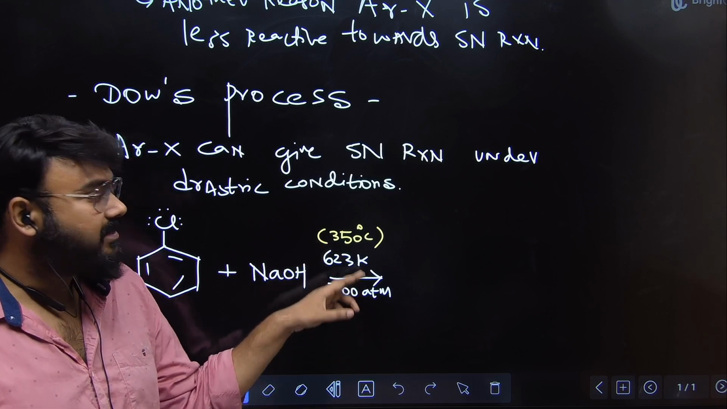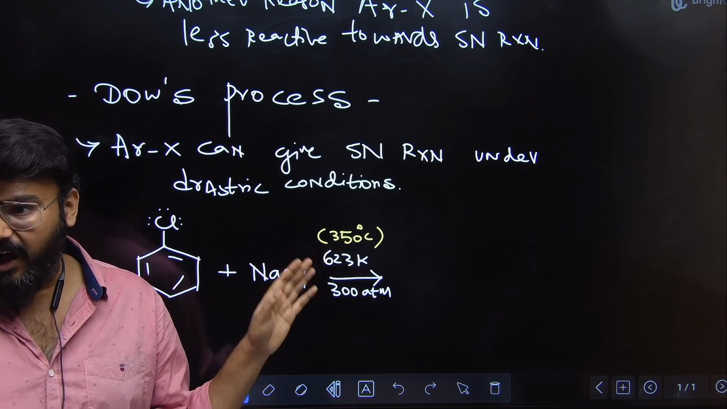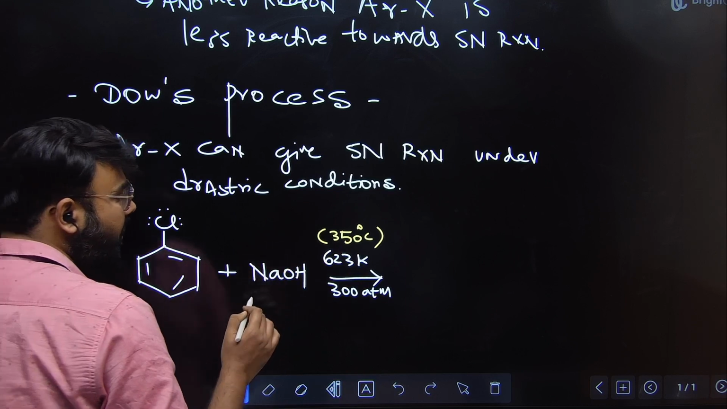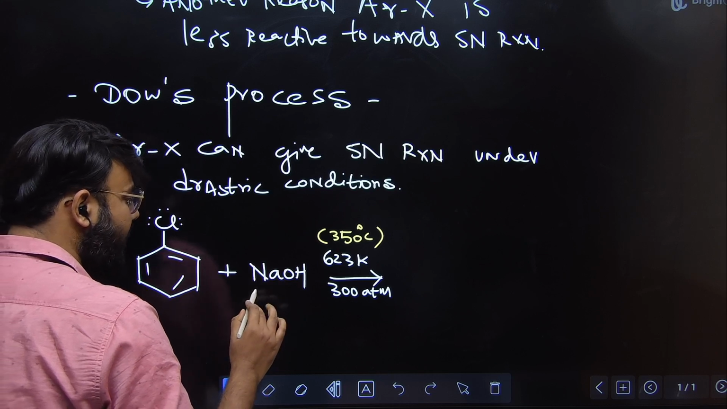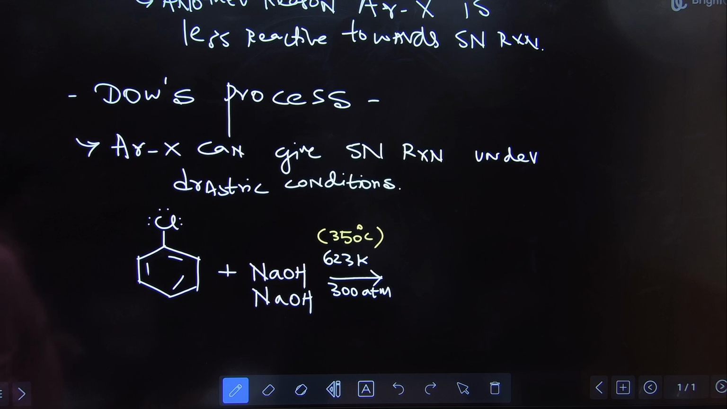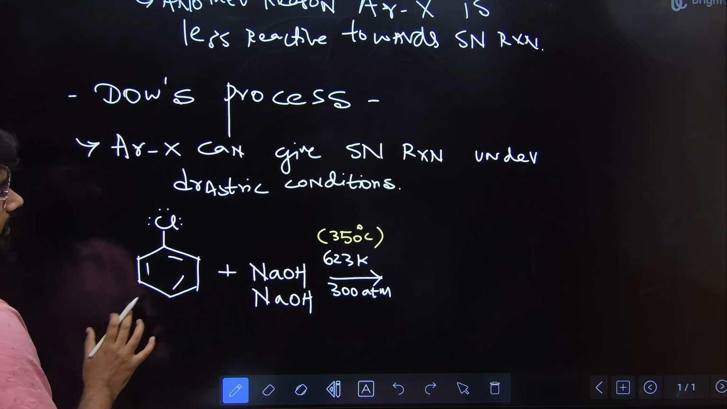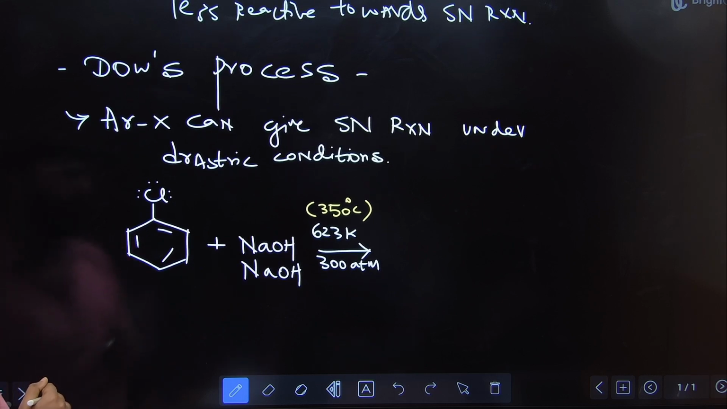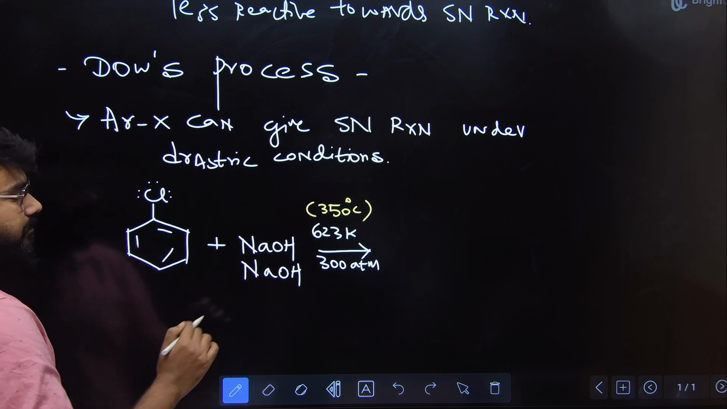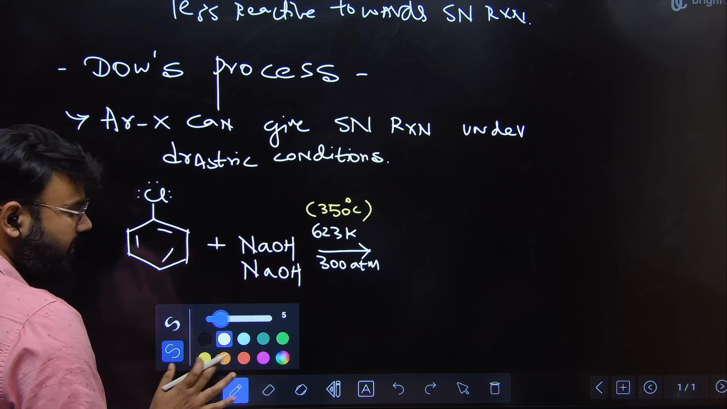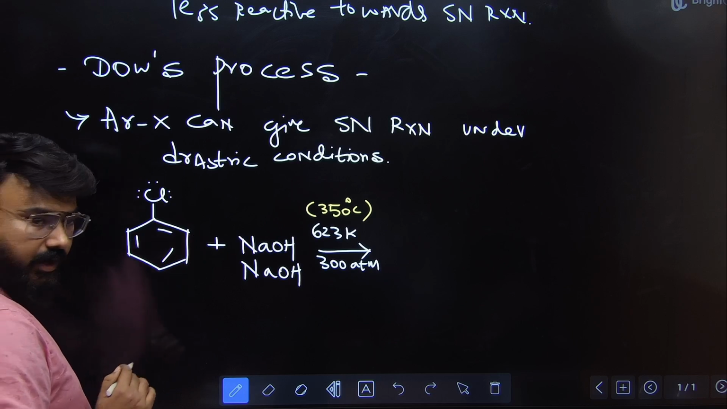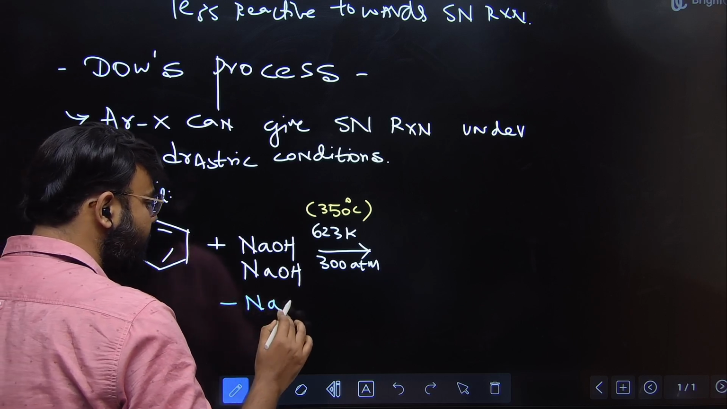So you can see this is the drastic condition we were talking about. High temperature and high pressure. Okay. Now what will happen? You are not using one NaOH. You are actually using 2 moles of NaOH. Now understand what's gonna happen here. Okay. First of all, in this reaction, everyone pay attention very carefully. Na and Cl will be removed. Okay. So minus NaCl. Guys, got it?